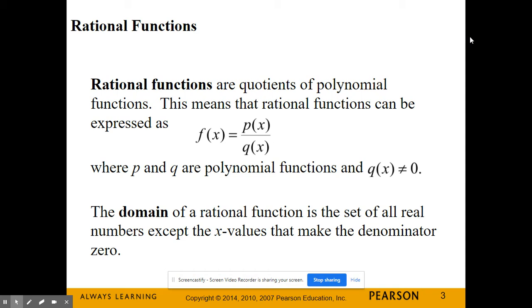So first, let's define what a rational function is. Rational functions are quotients of polynomial functions. This means that rational functions can be expressed as a function divided by another function, where p and q are separate functions. Okay, q can't equal 0. Q of x can't equal 0 because you're dividing by it, right? So the domain of a rational function is a set of all real numbers except the x values that make the denominator 0. So again, it's all real numbers would be the domain, but we're going to focus on what's going to make the denominator 0 for the domain.